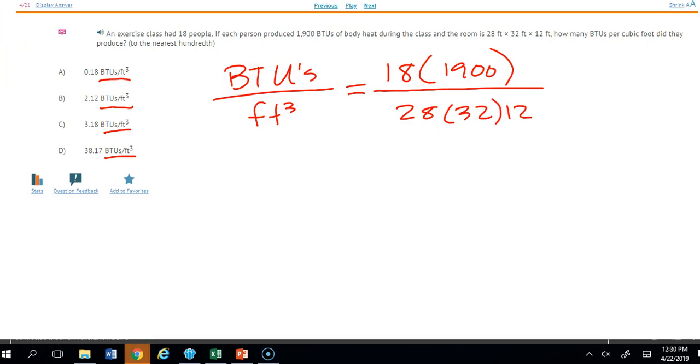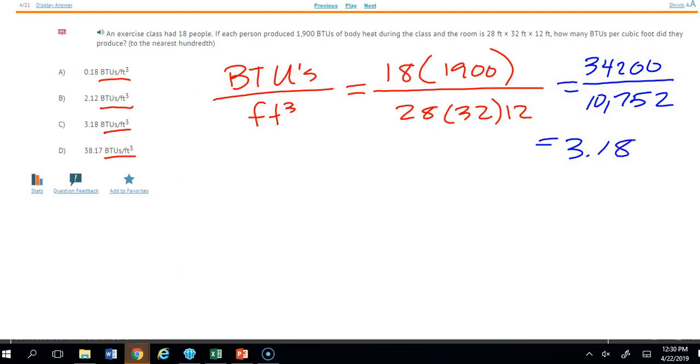So when we multiply across the top and across the bottom, we're going to get 34,200 on top. We're going to get 10,752. Well, I could actually almost do this in my head based on the answers that are over here, because 34,000 divided by 10,000 is just going to be about 3. But when I get this, I do get 3.18. So again, this is our answer.